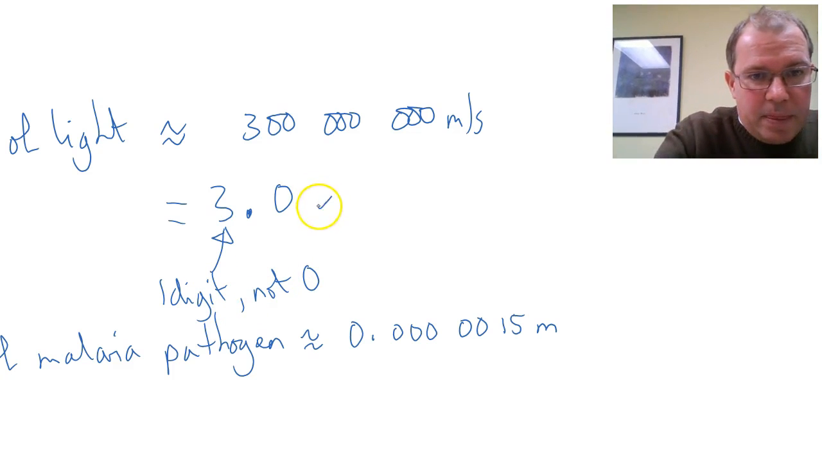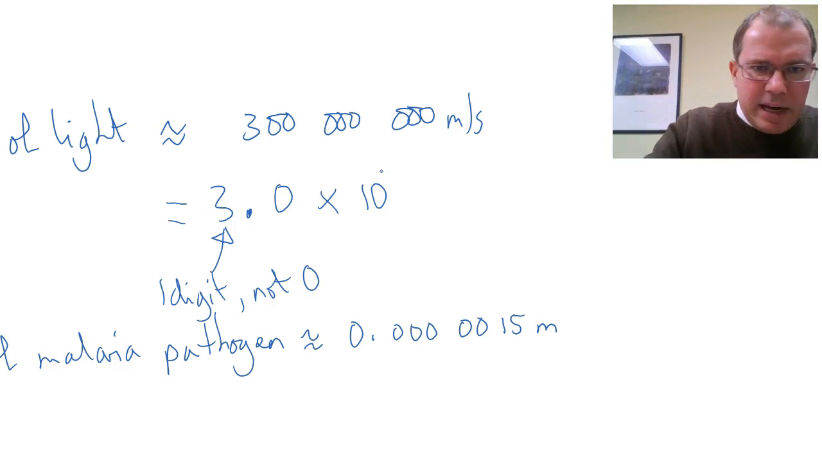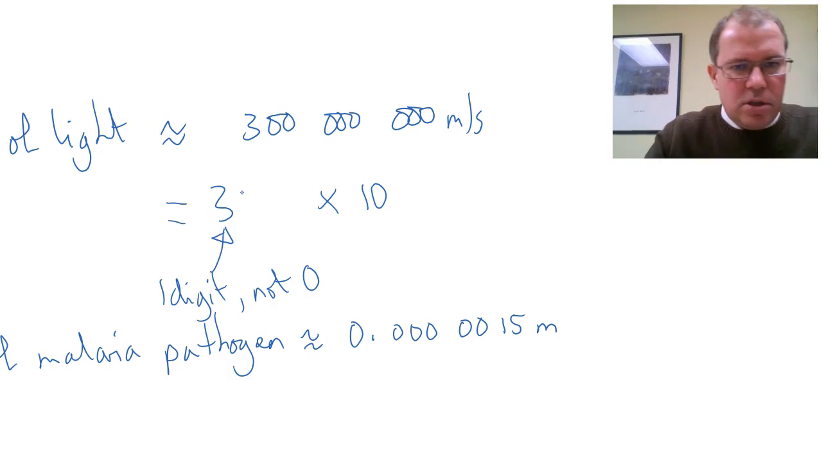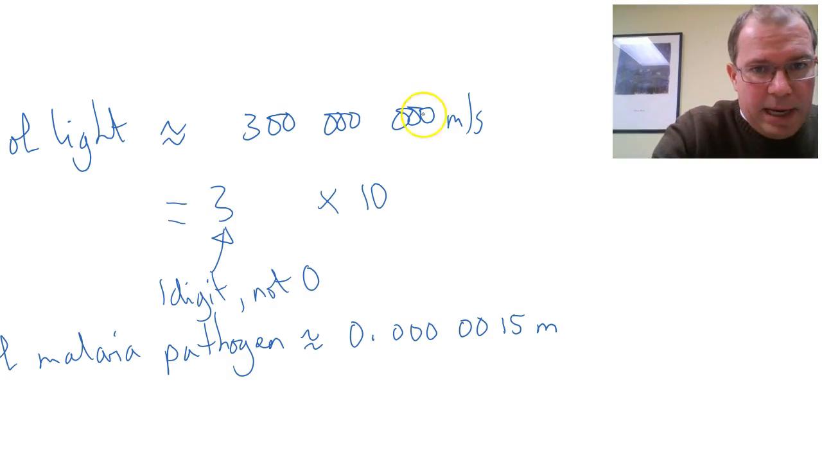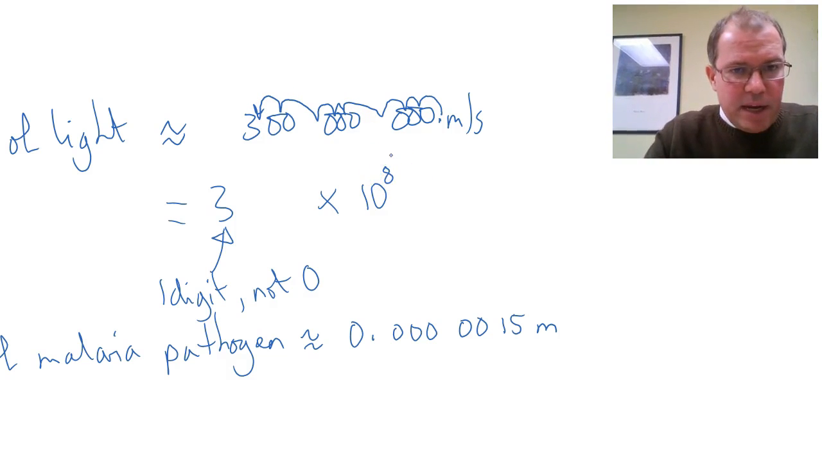Then I've got 3. I could write 3.0, I can write 3, either's fine. I think I'll take away the 0.0 now, because now you've got the idea. So 3 times 10, how many times do I have to times 3 by 10 to equal 300 million? Well, I always like to hop Mr. Decimal Point. So here we go, 1, 2, 3, 4, 5, 6, 7, 8 times.